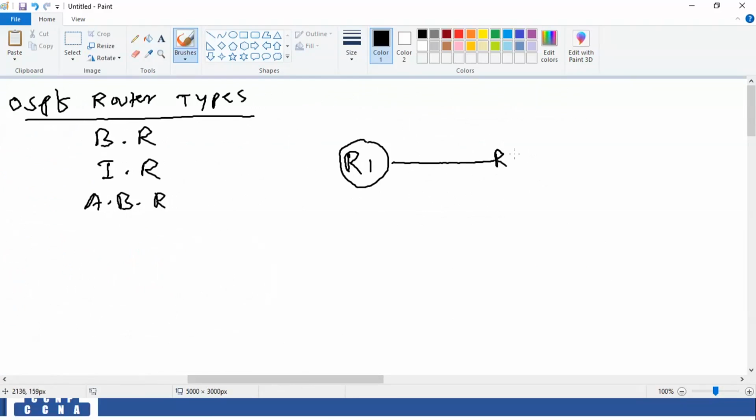Router 1 is connected to router 2, router 2 is connected to router 3. In router 1, I configured the RIP version 2 protocol. In router 2, I configured the OSPF protocol. In R3, I configured the OSPF protocol. R2, R3, will they communicate? Yes, they can, because they are running the same protocol. What about R1, R2? No, they don't communicate because they are running different protocols.